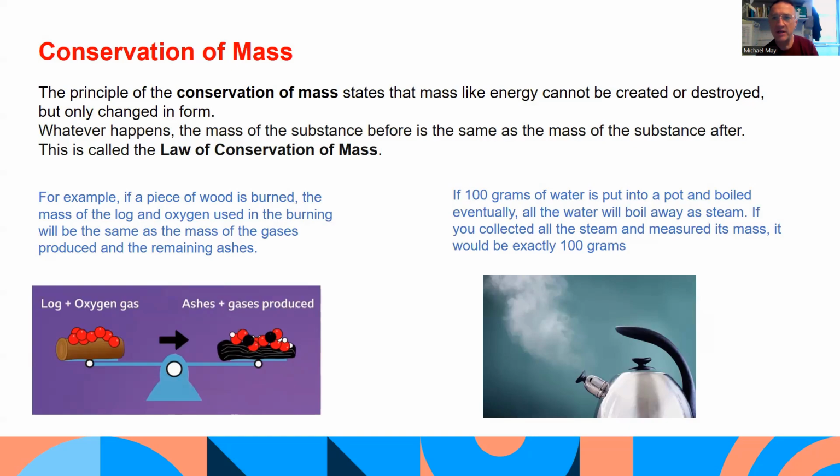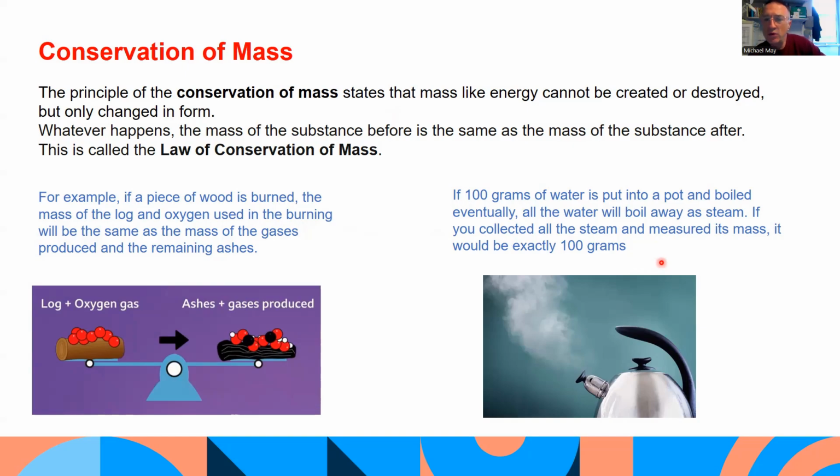So it reads here, the principle of the conservation of mass states that mass, like energy, cannot be created or destroyed, but only changed in form. Whatever happens, the mass of the substance before is the same as the mass of the substance after. This is called the law of conservation of mass. An example would be if a piece of wood is burnt, the mass of the log and the oxygen used in the burning will be the same as the mass of the gases produced and the remaining ashes.